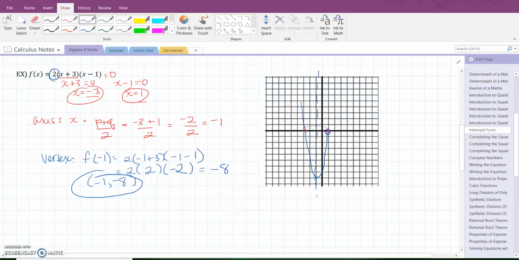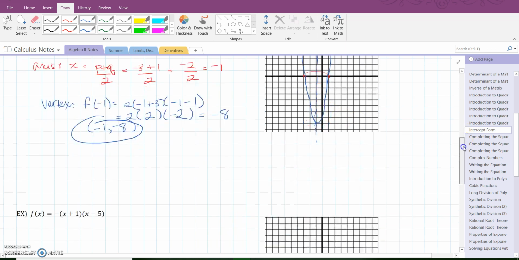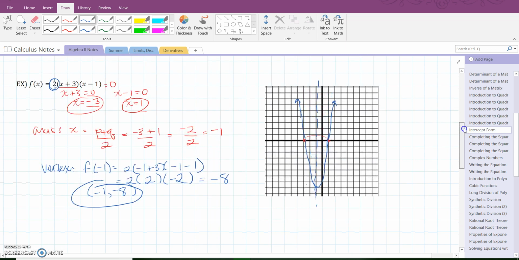And that's pretty much all there is to intercept form. You get the x-intercepts, you get the vertex and axis, and you're good to go. So let's try a couple more just so you get the hang of this. Make sure that's all done and graphed.